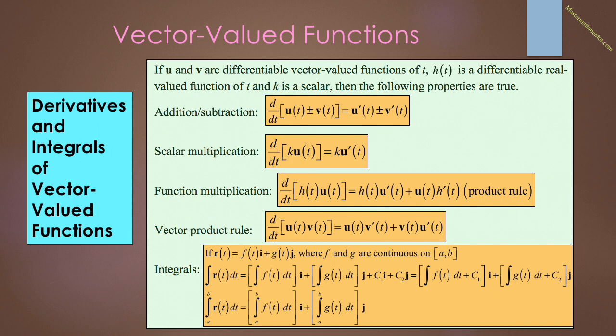If we are taking a definite integral between a and b, we simply integrate each piece from a to b. So our answer is the integral from a to b of f of t dt i plus the integral from a to b of g of t dt j.